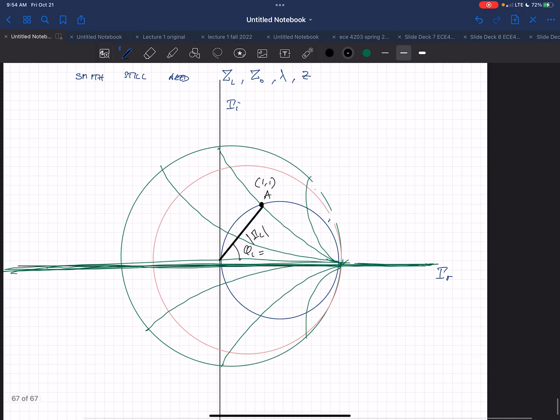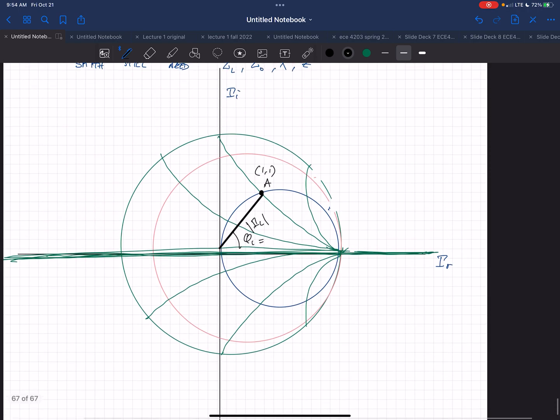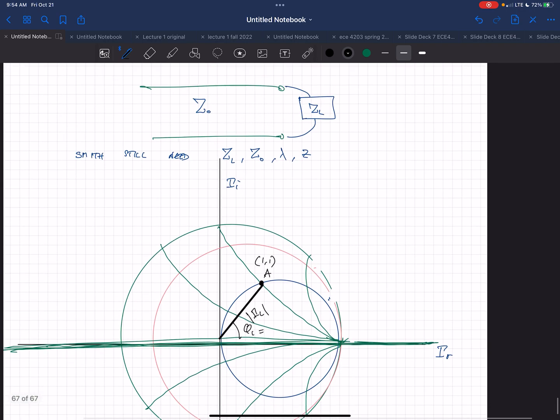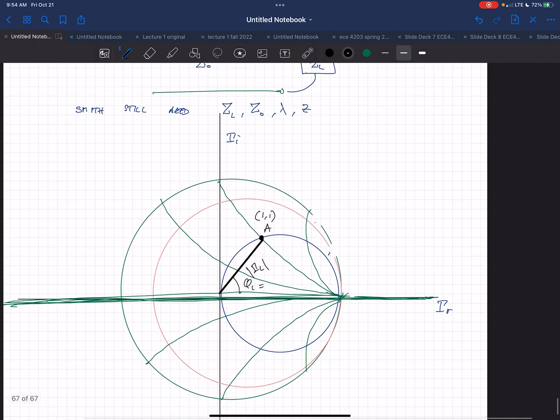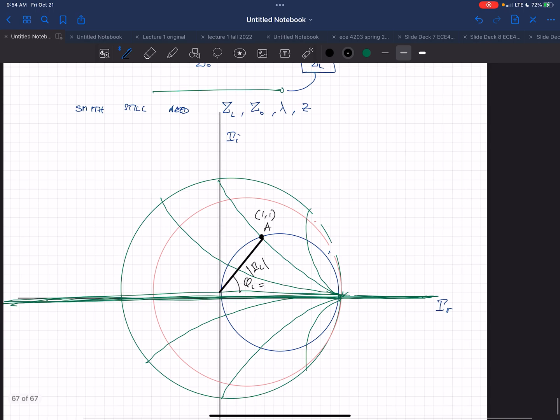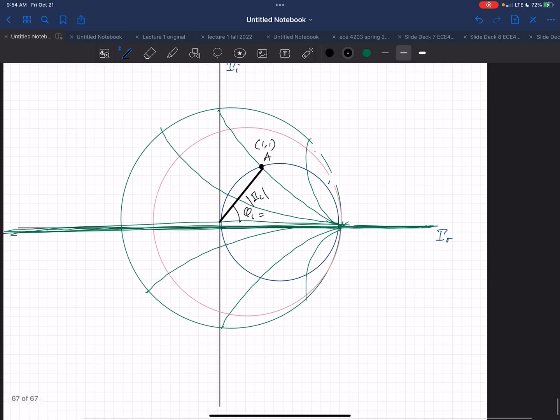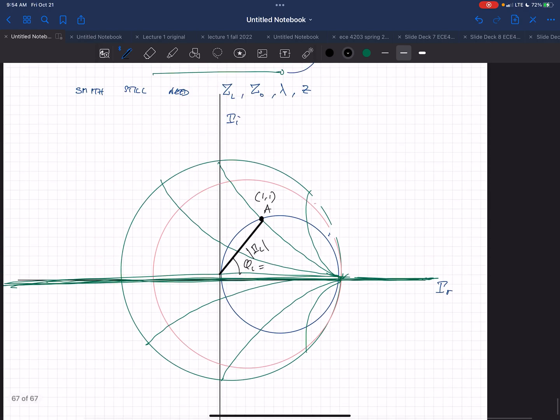Okay, sorry guys, let me do this step by step. Let me write the steps down for you. How do I do this? It's hard to draw. I really need two pages.